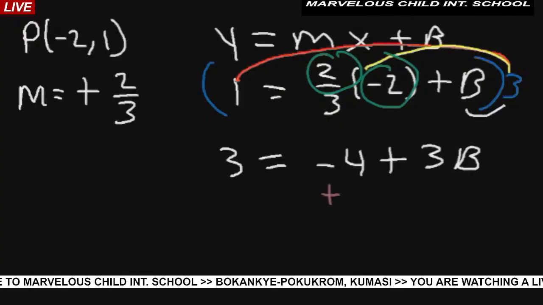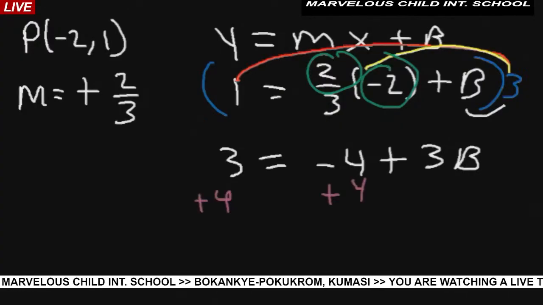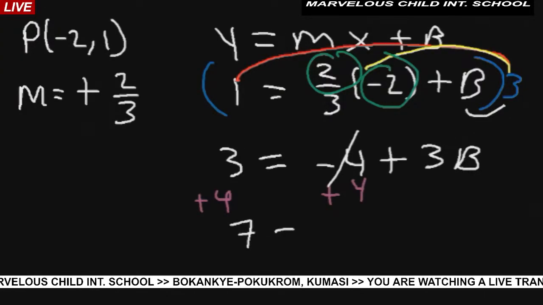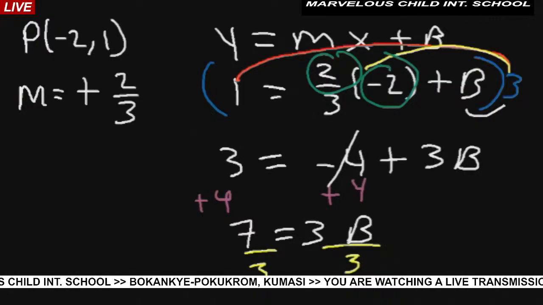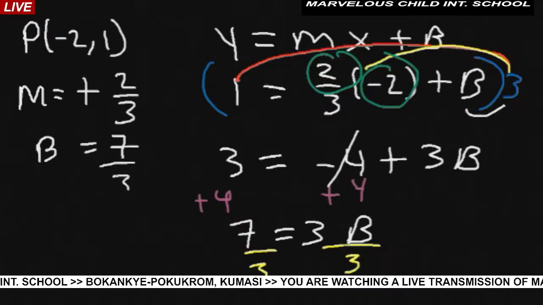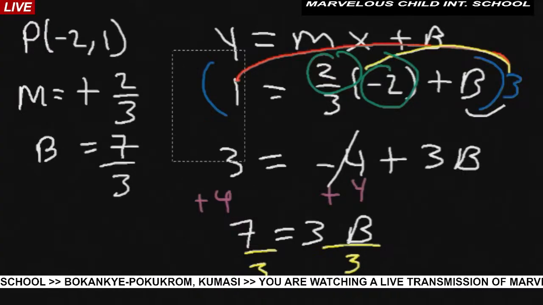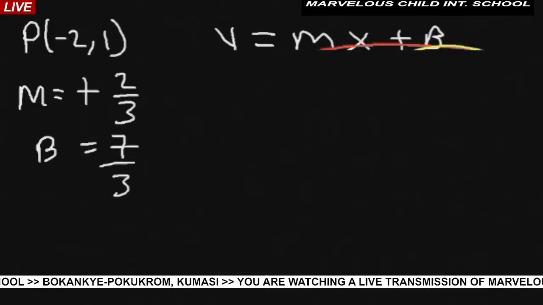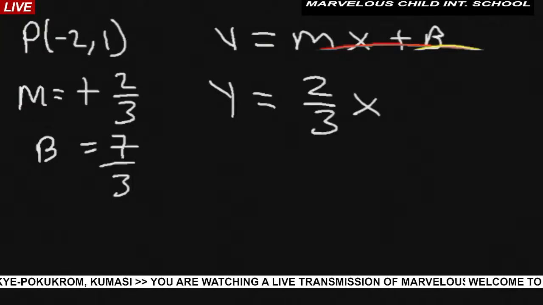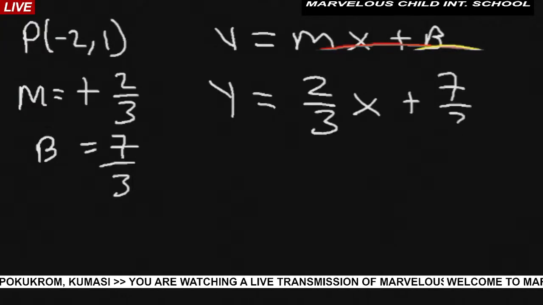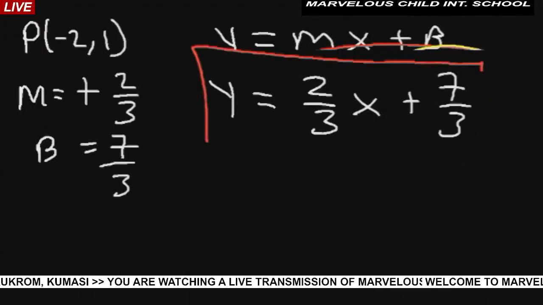So now let's add 4 to both sides. So therefore 7 is equal to 3b. And now let's divide both sides by 3. So b is 7 over 3. So now we can write the equation. So let's plug in the values for m and b. So it's going to be 2 over 3x plus 7 over 3. So this is the equation of the line.